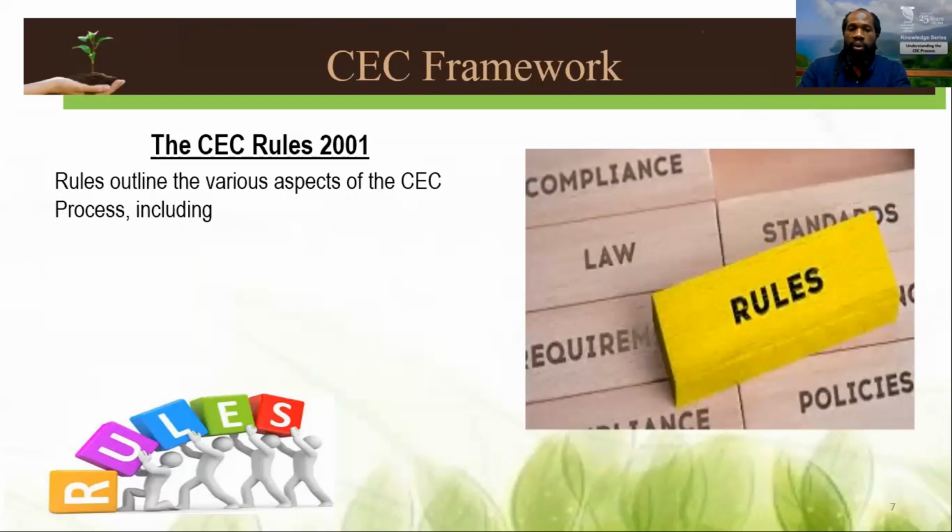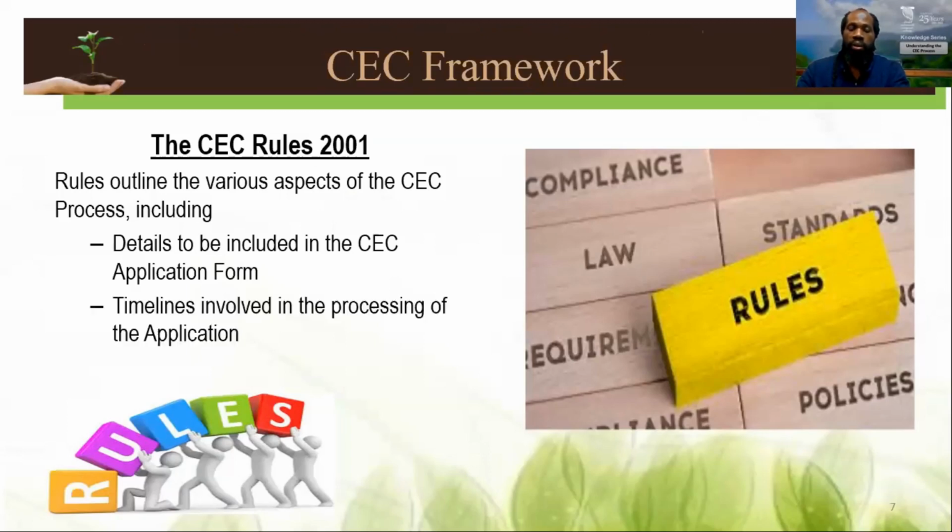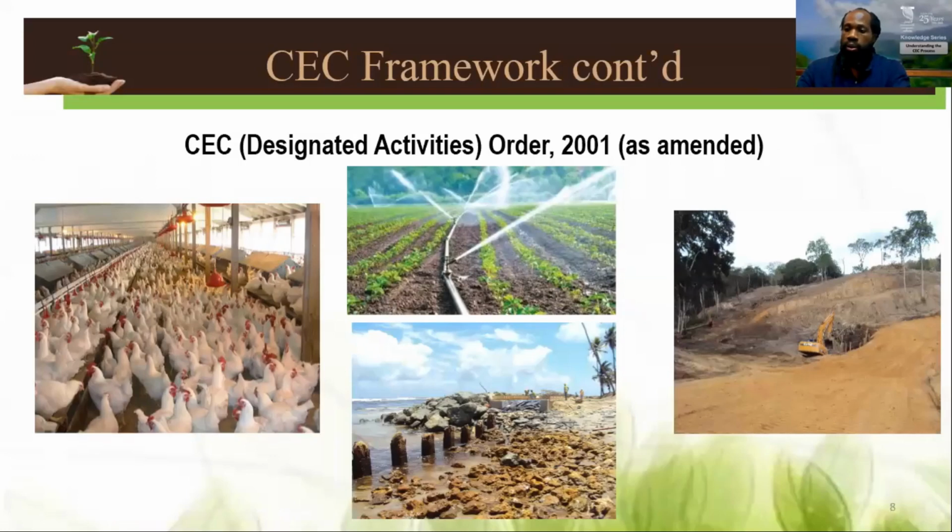So to have a closer look at the framework which exists regarding the CEC process. One subsidiary piece of legislation which is critical in the CEC process is the CEC rules. These rules outline the details that have to be included in CEC applications, timelines involved in processing applications, and the outcome or determination of CEC applications. Being mindful of that, the CEC process also includes a list of 44 designated activities.